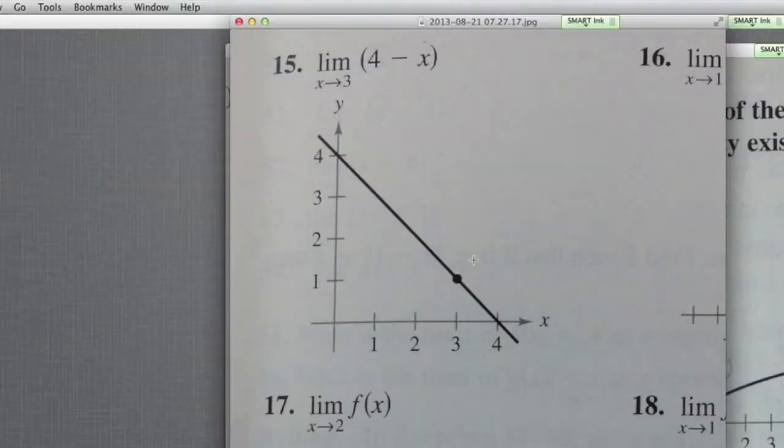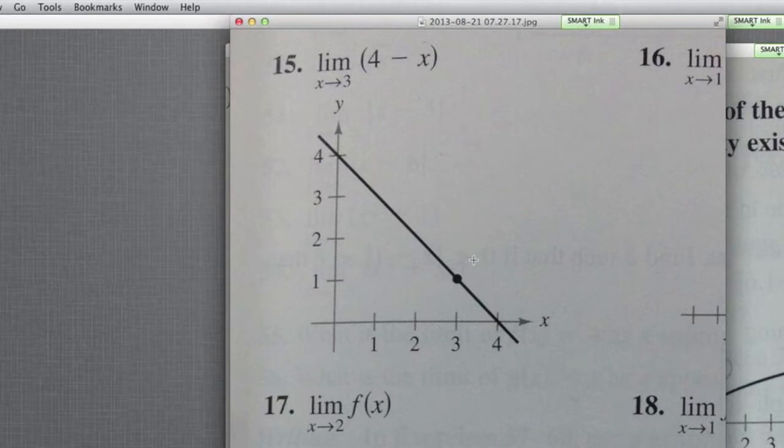We have the limit as x approaches 3 of 4 minus x, and we just have a graph of a linear function. What would my limit be in this case? 1. Now remind me, what is it we're looking for when we're finding a limit?